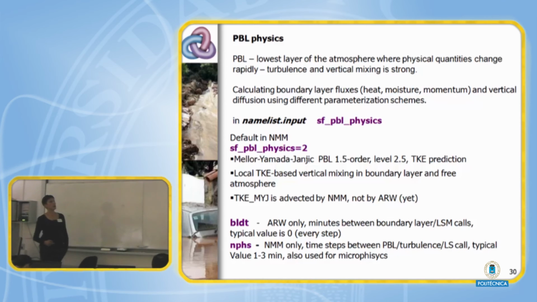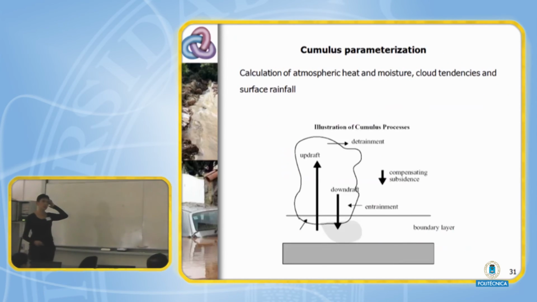Default in NMM is 2, and of course, Mellor-Yamada-Janjic, PBL 1.5 order, that probably doesn't mean anything to you. And there is also turbulent kinetic energy prediction in this scheme. There is advection of turbulent kinetic energy in Mellor-Yamada-Janjic, advected only in NMM. There are some slight difference between two cores. And again, you can use a number of physics steps between calling PBL and turbulence and length scheme in NMM. And if you use 0 as BLDT in ARW, that means that you will call this physics in every numerical step, every time step that you already choose in your name list.